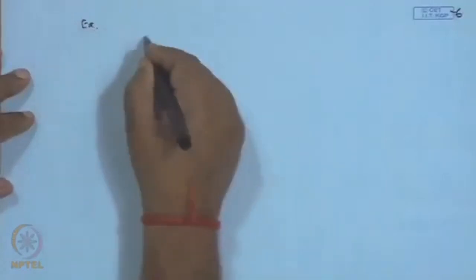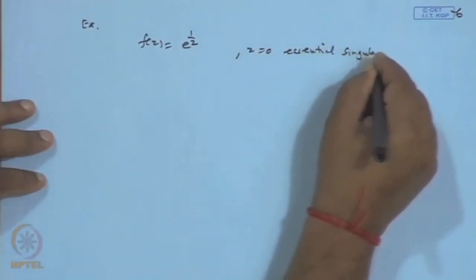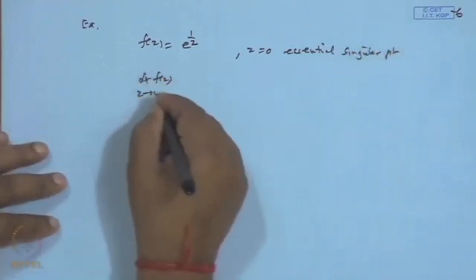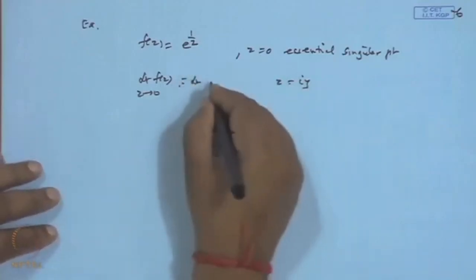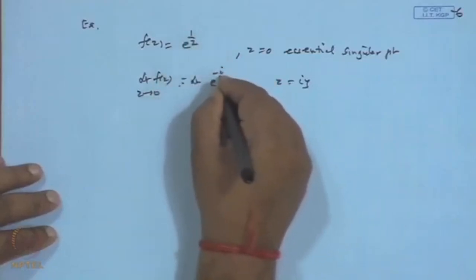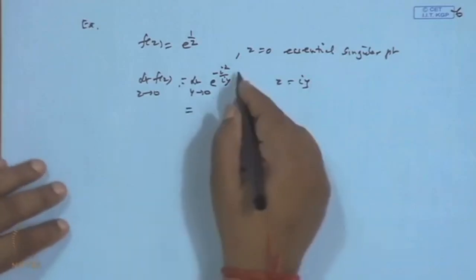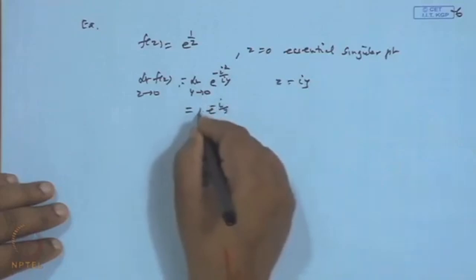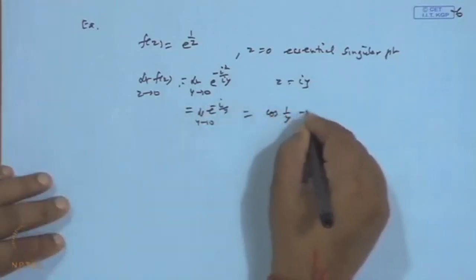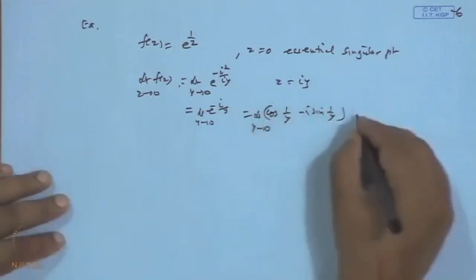For example, take the function f(z) = e to the power 1 by z. We have already seen that z equal to 0 is an essential singular point. Now consider the limit of this function f(z) when z tends to 0. If I take z to be iy, then what happens? This is the limit of e to the power 1 by iy, which means minus i over y, is it not? And that will be the limit as y tends to 0. So e to the power minus i over y, limit y tends to 0, will be equal to cosine of 1 by y minus i sine of 1 by y, limit y tends to 0. We know the limit of sine 1 by y will not exist. So, it does not exist.